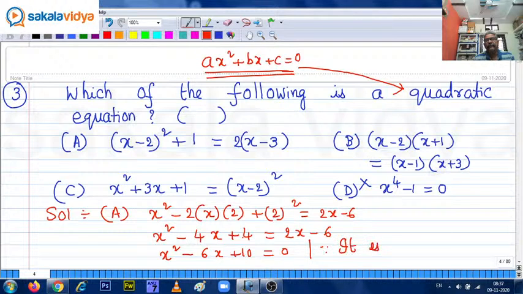It is a quadratic equation. So option A is the right option. That's all.